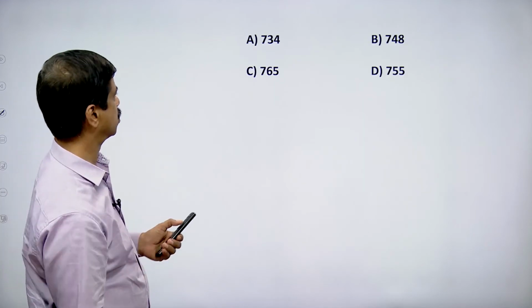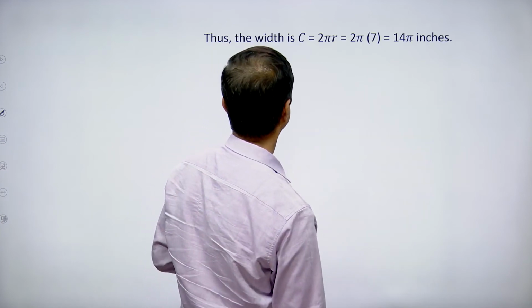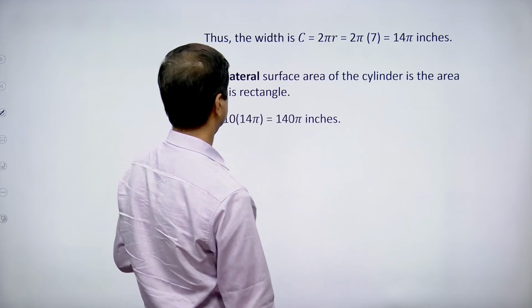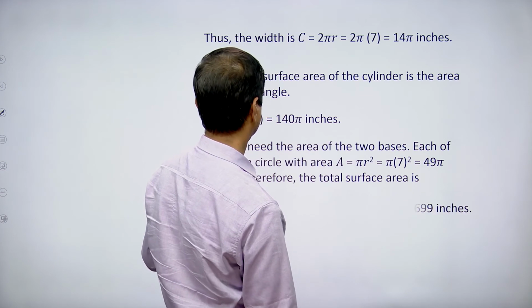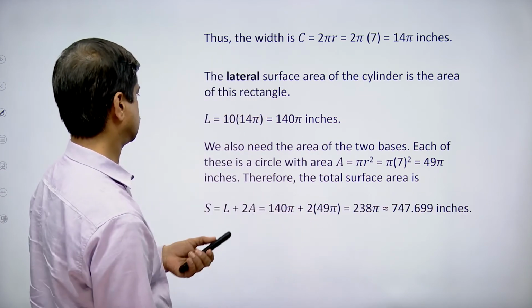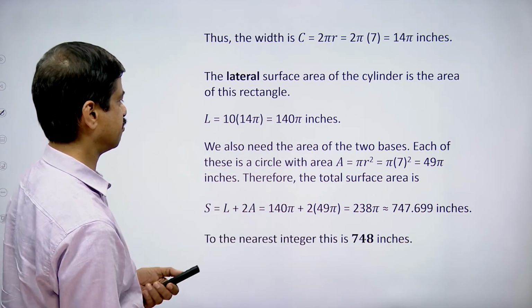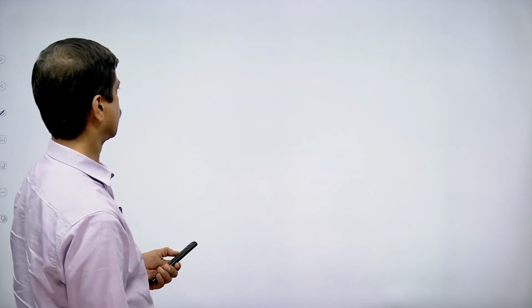So, we need to find out that value. 44 into 17 is how much? 747 point something you are getting. Please note it fast, 748 inches approximately. So, please note it.